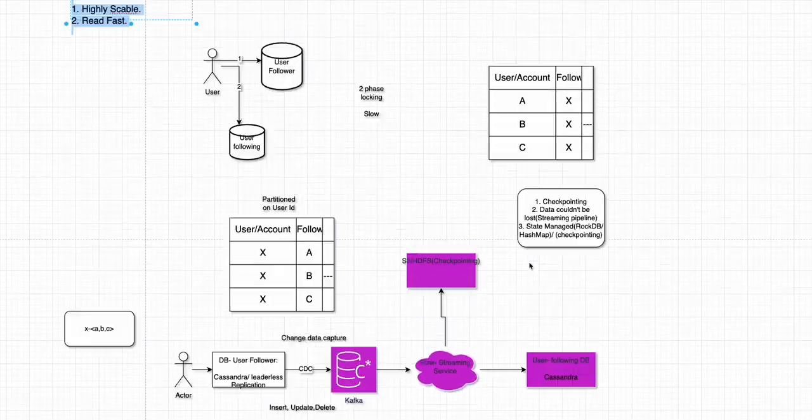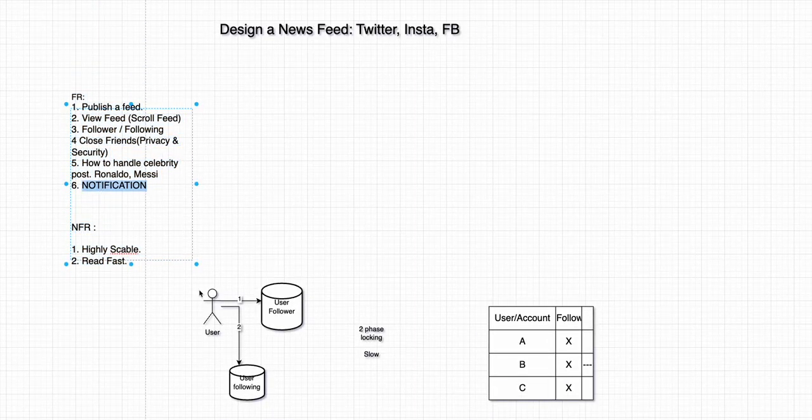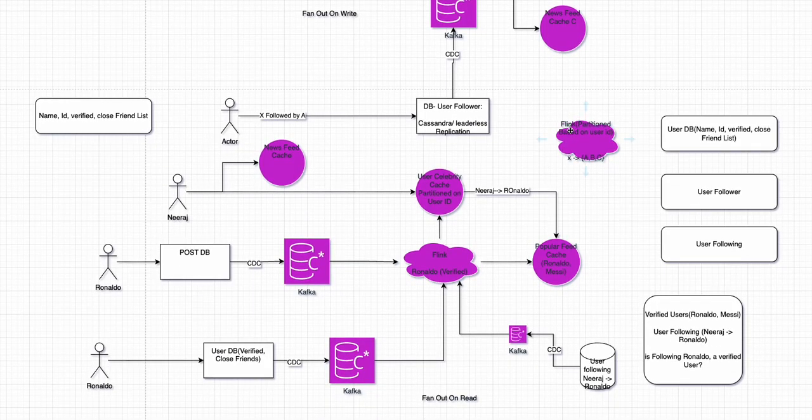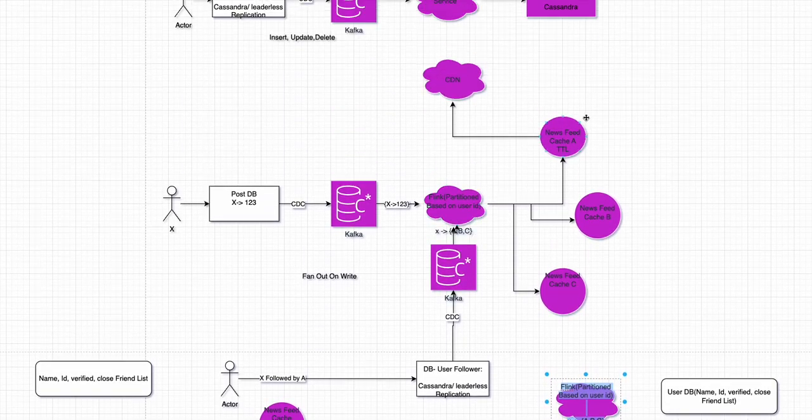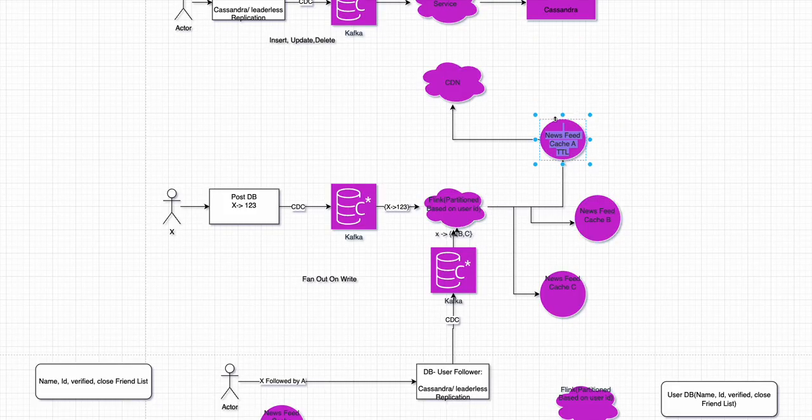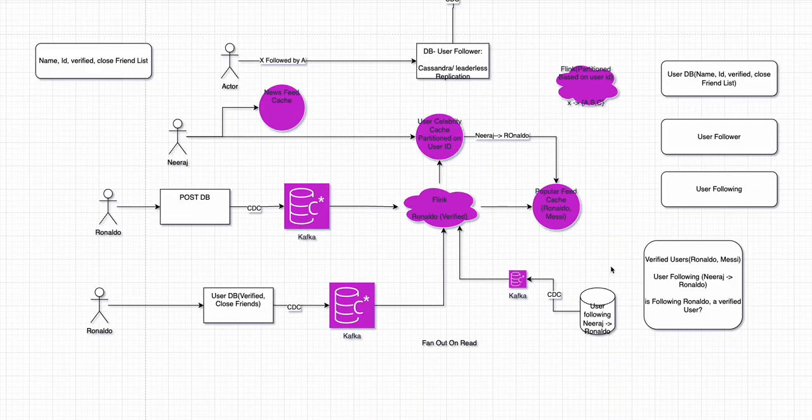Talking about one more thing, I guess we covered most of the things. Notification: when someone pushes something, whenever we are posting something into the newsfeed cache of A, B, C, we can notify the users based on whoever's newsfeed it is. For whomever this newsfeed cache is designed, we can push out a notification to those users, right? So this will be a notification service.